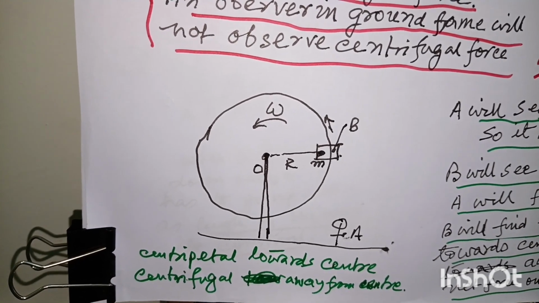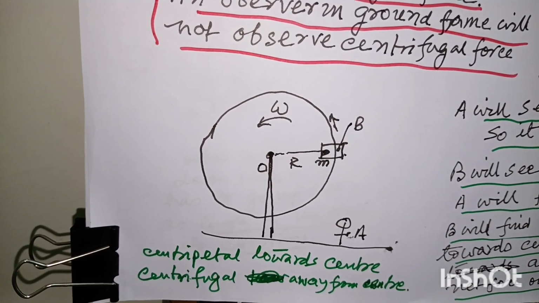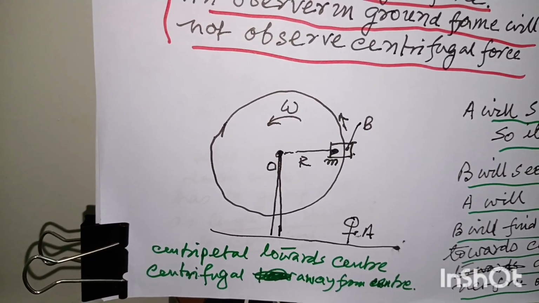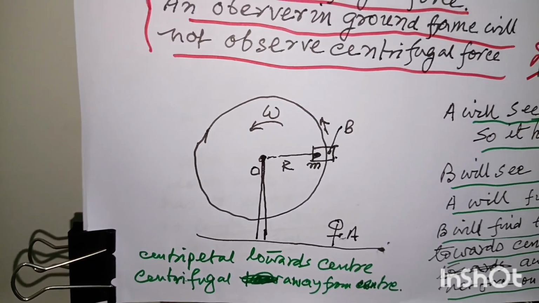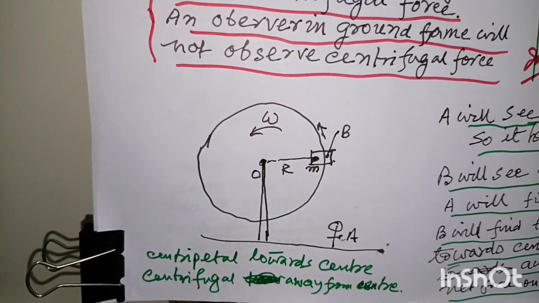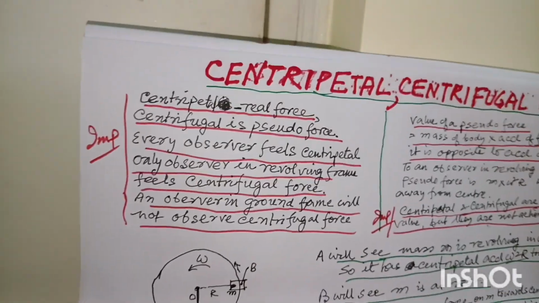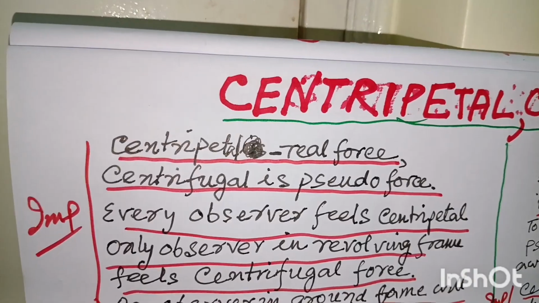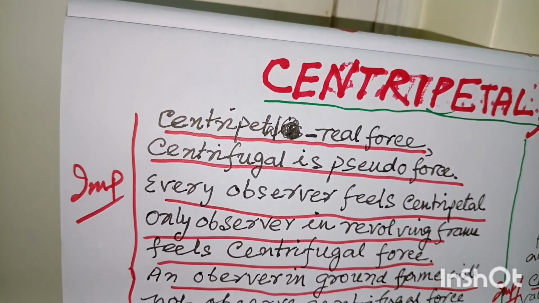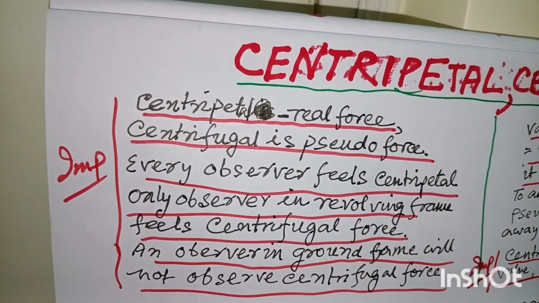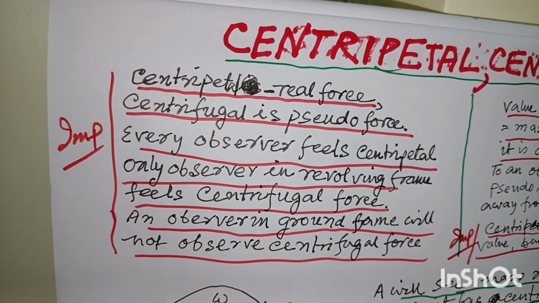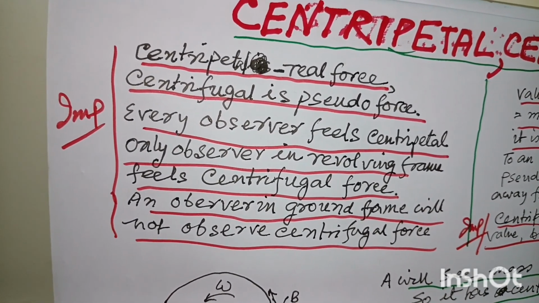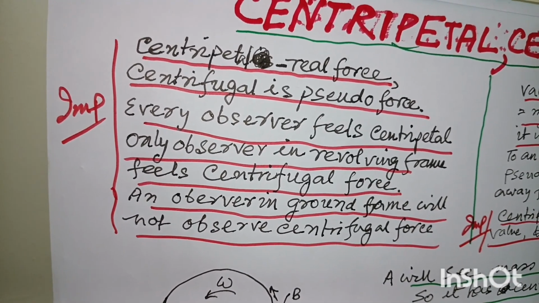So B will feel two forces. One is the centripetal force m omega square r towards the center, and the other is the pseudo force, also m omega square r, acting outward. That pseudo force is called centrifugal force. So centrifugal force is a pseudo force, and it has no existence for a ground observer. Centripetal force is a real force, centrifugal is a pseudo force. Every observer feels centripetal force, but only an observer in the revolving frame feels centrifugal force. An observer in the ground frame will not observe the centrifugal force because he sees only the real force.